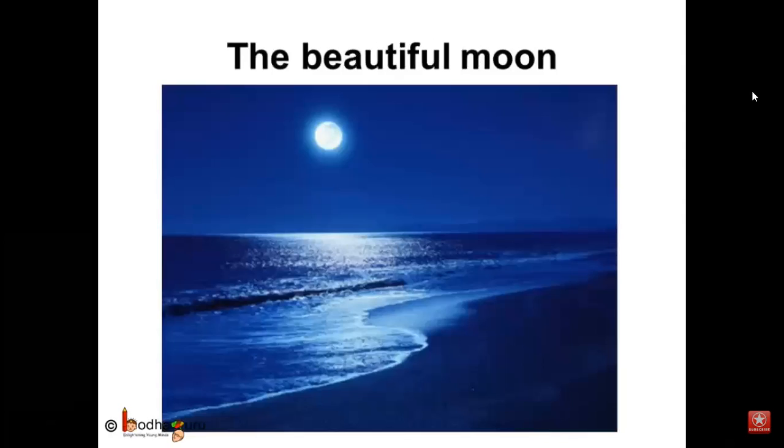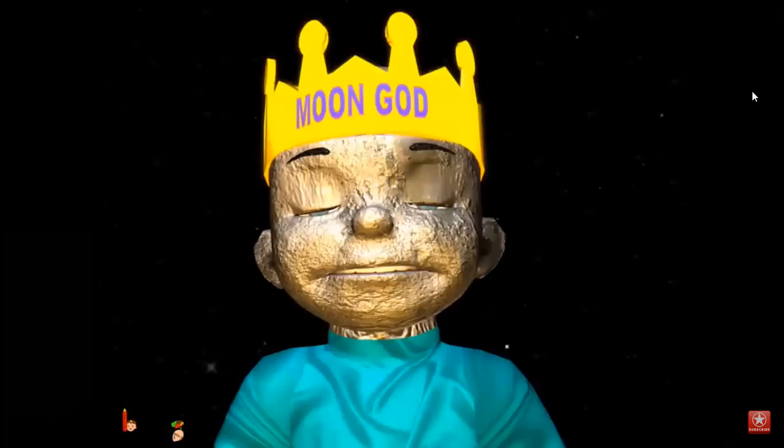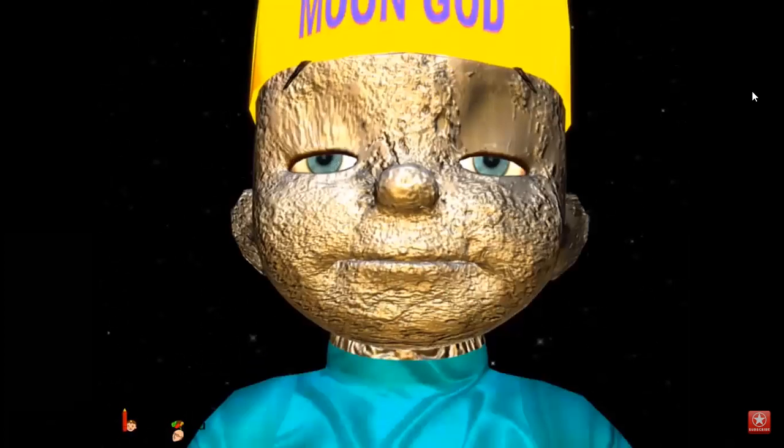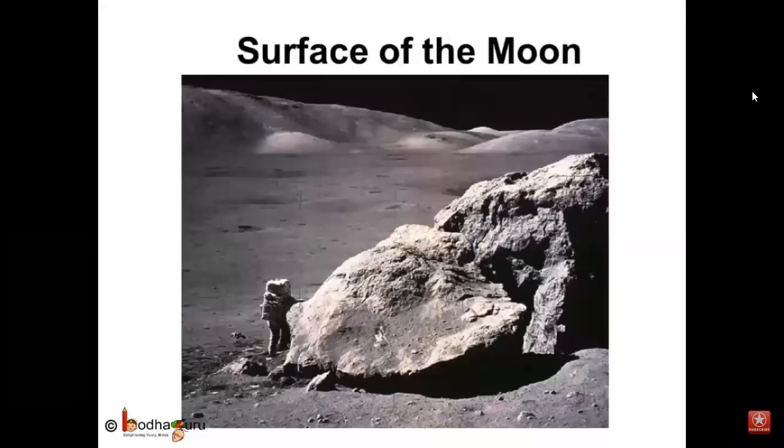The moon looks very beautiful from the Earth, but you know, if we watch it very closely, the surface of the moon is not smooth. In fact, the moon has many mountains on its surface like our Earth. It also has pits or big holes called craters.